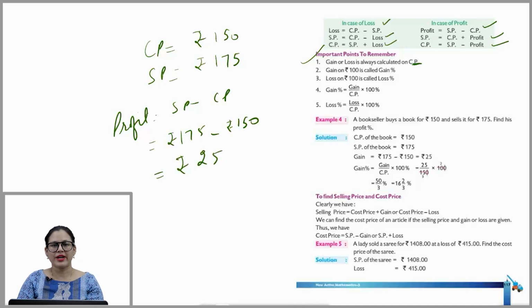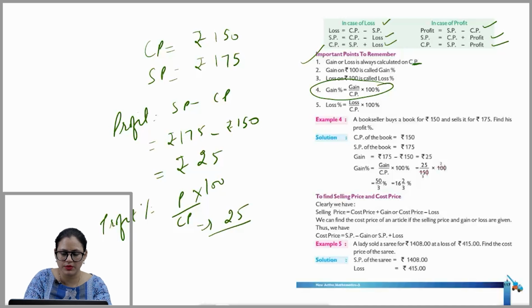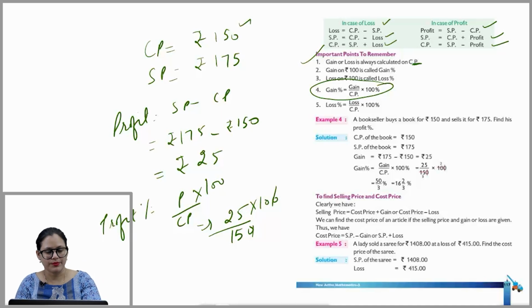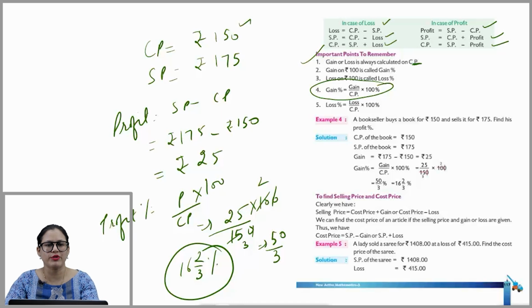Okay, now we have to find profit percent. So what is the formula? This is the formula, gain percent, or you can say profit percent. Okay, so profit percent is equal to profit upon CP into 100. So what is the profit? 25 rupees. What is CP? CP is 150 rupees, and 100. 0, 0 goes. Okay, then 5 2s are 10, 5 3s are 15. 25 2s are 50, 50 by 3. Okay, and when we convert it into a mixed number, we'll get 16 whole 2 by 3%. That means this much was his profit percent, right?